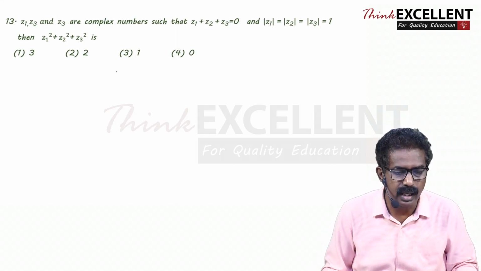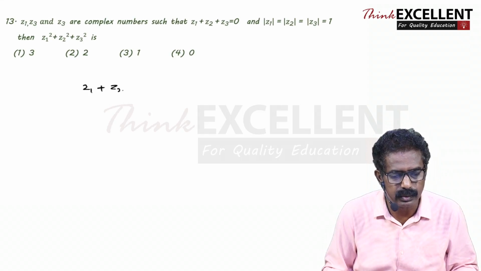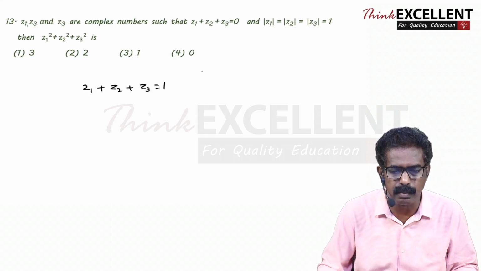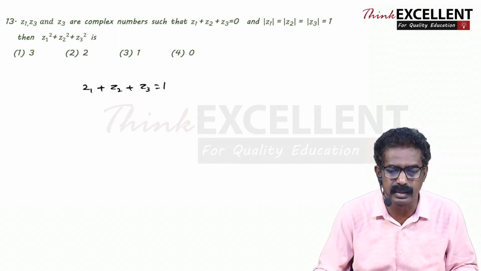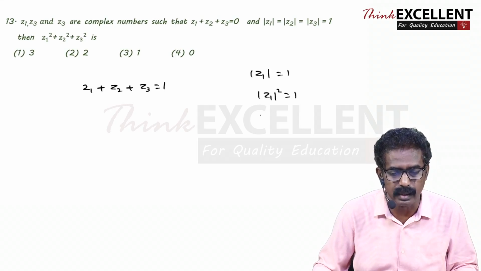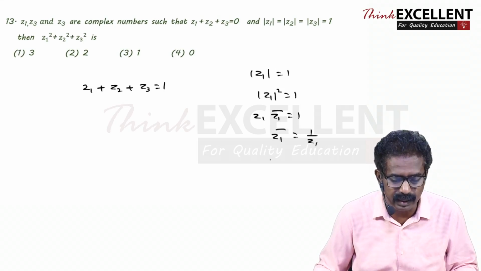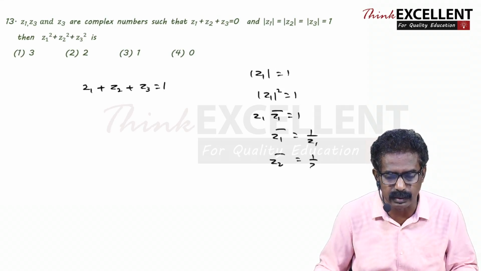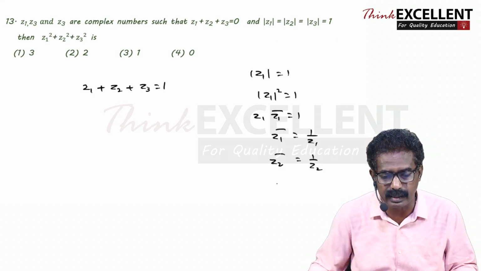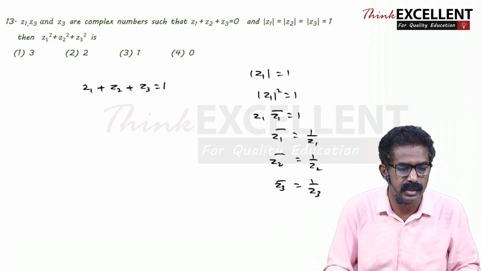Look at this question. Z1, Z2, Z3 are complex numbers such that Z1 plus Z2 plus Z3 is equal to 0, and modulus Z1, modulus Z2, modulus Z3 are everything 1, right? Modulus Z1 is 1, so when you square it, modulus Z1 square is 1, so Z1 Z1 bar is 1. So Z1 bar is 1 by Z1. Same way Z2 bar is equal to 1 by Z2, because everything has modulus value 1, right? Z3 bar is 1 by Z3. Okay, now with this idea, we'll try to do this.